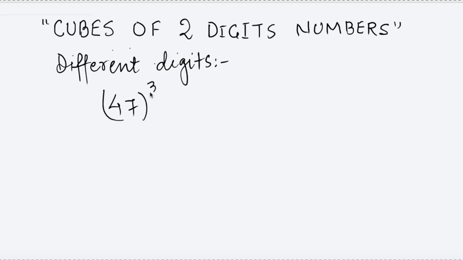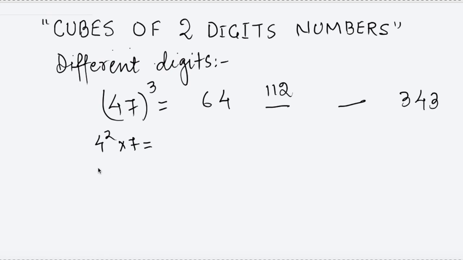And if I have to find out 47 cube, so I write 64 here, which is 4 cube, and I write 343 here. And I have to write two digits in between. So that would be 4 square into 7, which is 16 into 7 is 112. And then I have 7 square into 4, which is 49 into 4 is 196. So I take double of these numbers in between. So this gives me 392 and this gives me 224.